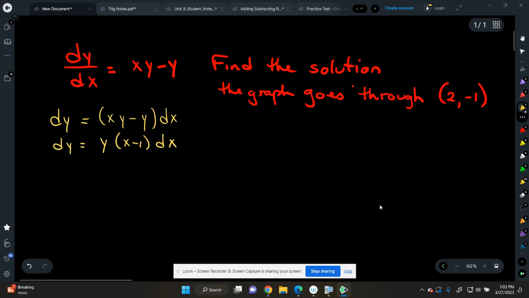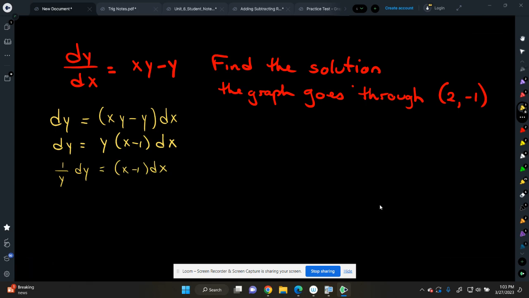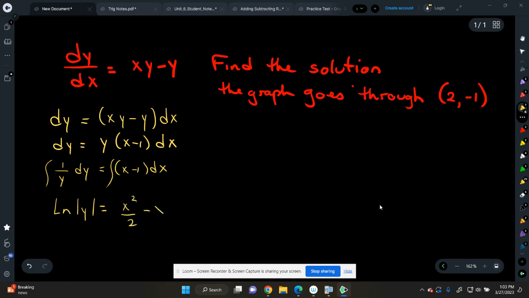Okay, so now we're going to divide by y. So we have 1 over y dy equals (x minus 1) dx. Okay, so then we're going to integrate. So we get the natural log of the absolute value of y equals x squared over 2 minus x plus c.